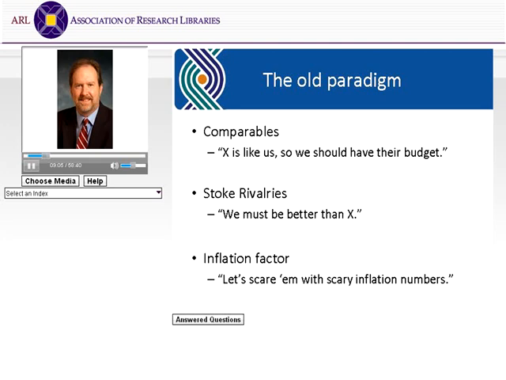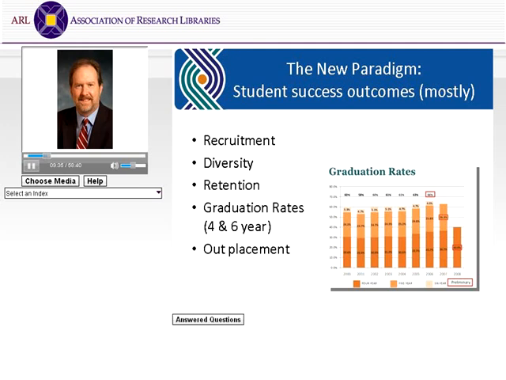The other thing that I think we used to use, and many places still do, is the inflation factor. I've always been a little bit uncomfortable with that argument, though. I don't think it's ever been a particularly good way to enhance the budget or an honest way to try to scare our upper administration with scary inflation numbers. So that's a little bit about how the world has changed.